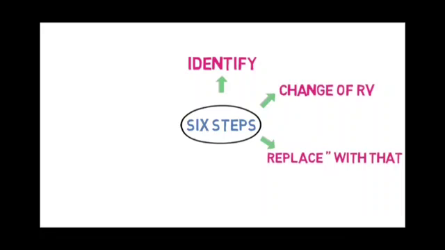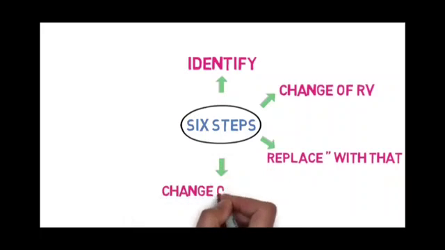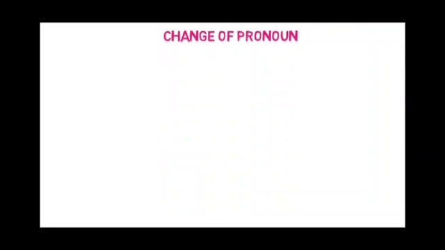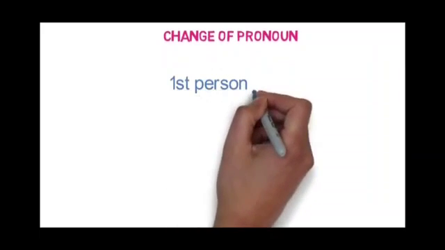Another is replace with that. Then what are we replacing with that? The inverted commas we are replacing with that. See? And change of pronoun. Pronoun, you know, he, she, you, they. This also we are changing according to the subject and object of reported verb. We are changing the pronouns.